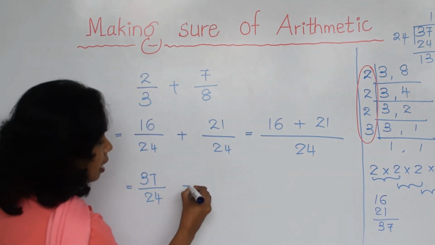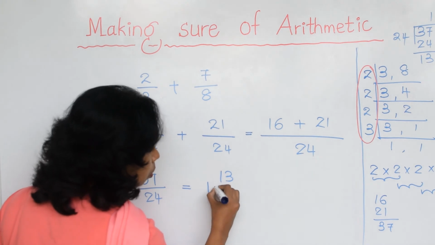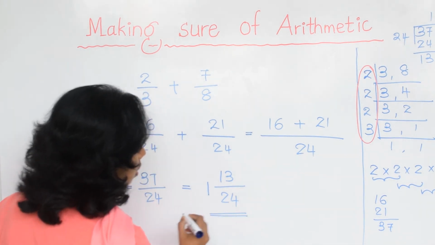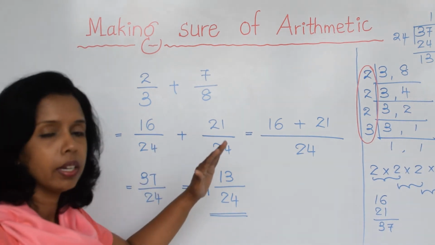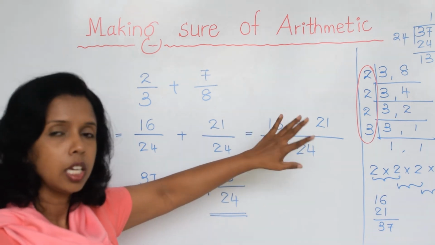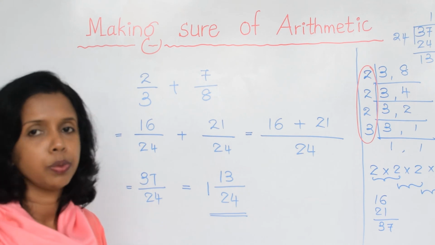How do you write this final answer? 1 and 13 over 24. This is the final answer. Now, can you understand? As I don't have enough space, I wrote like this. I had to write like this. If not, what you want to do? From the beginning, you want to learn these things, children.